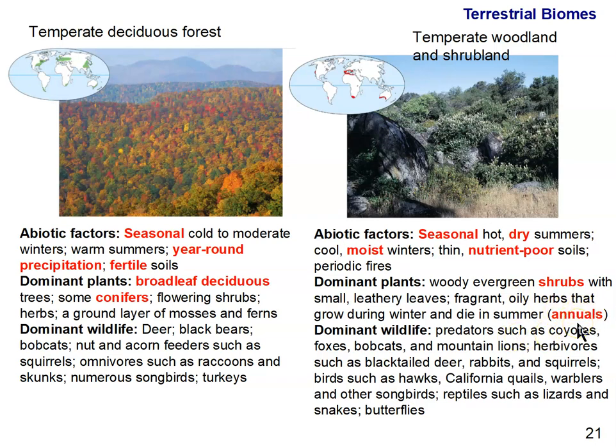Annuals, meaning that they die off and they come back the next year, as opposed to perennials, and I forgot to mention that on the previous slide. Perennials are going to come back year-round, but annuals die off, and the only way they're going to come back the next year is if they're going to grow from a seed that was produced by reproduction the year before.